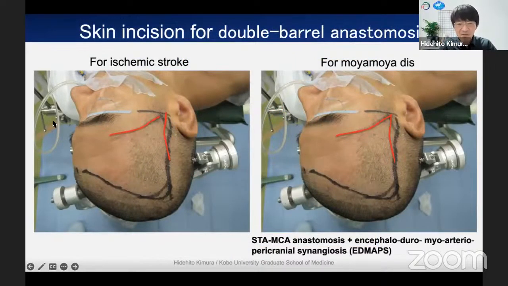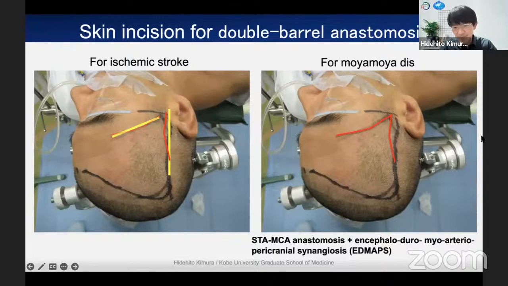And if you perform the double barrel anastomosis for an ischemic stroke patient and a moyamoya disease patient, I differ between the two diseases. For the ischemic stroke patient with atherosclerotic disease, I make two linear skin incisions just above both STA grafts. An important point is that these two skin incisions are not connected to each other. I leave some space, some interval between the two skin incisions to avoid postoperative necrotic complication.